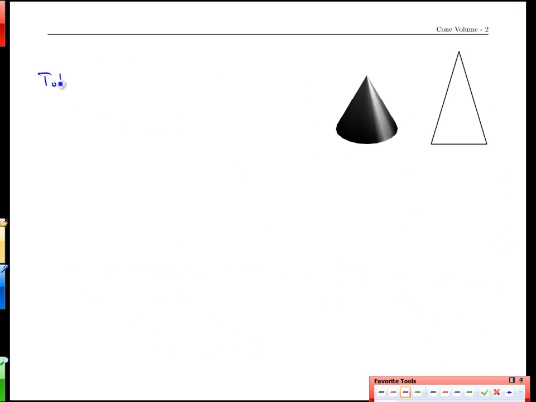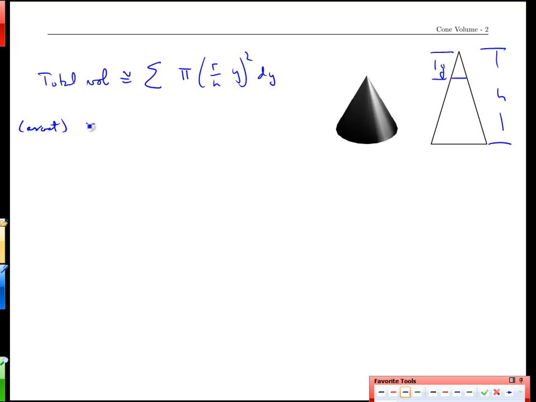So our total volume is approximately adding up the slices, which were pi times r over h times y, squared, delta y. Remember, y is the height of an individual slice, h is the height of the entire cone. H is constant, y would change as we take different slices. And if that's the case, we can get it exactly equal by replacing the sum with an integral, taking finer and finer slices with dy.